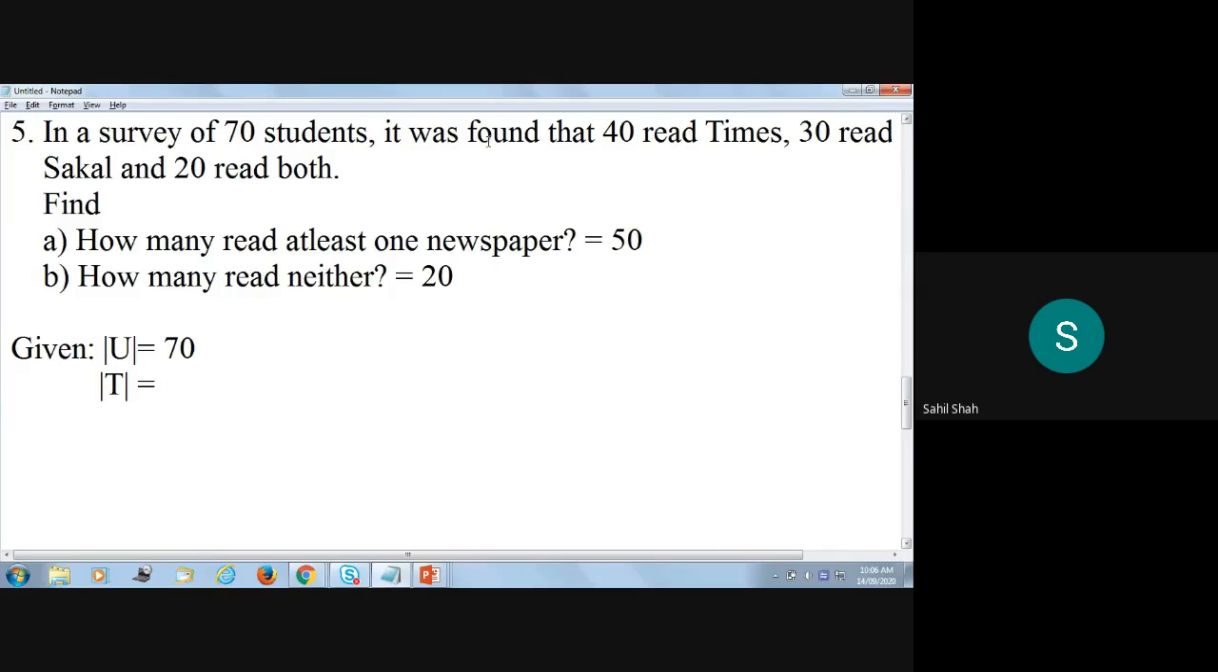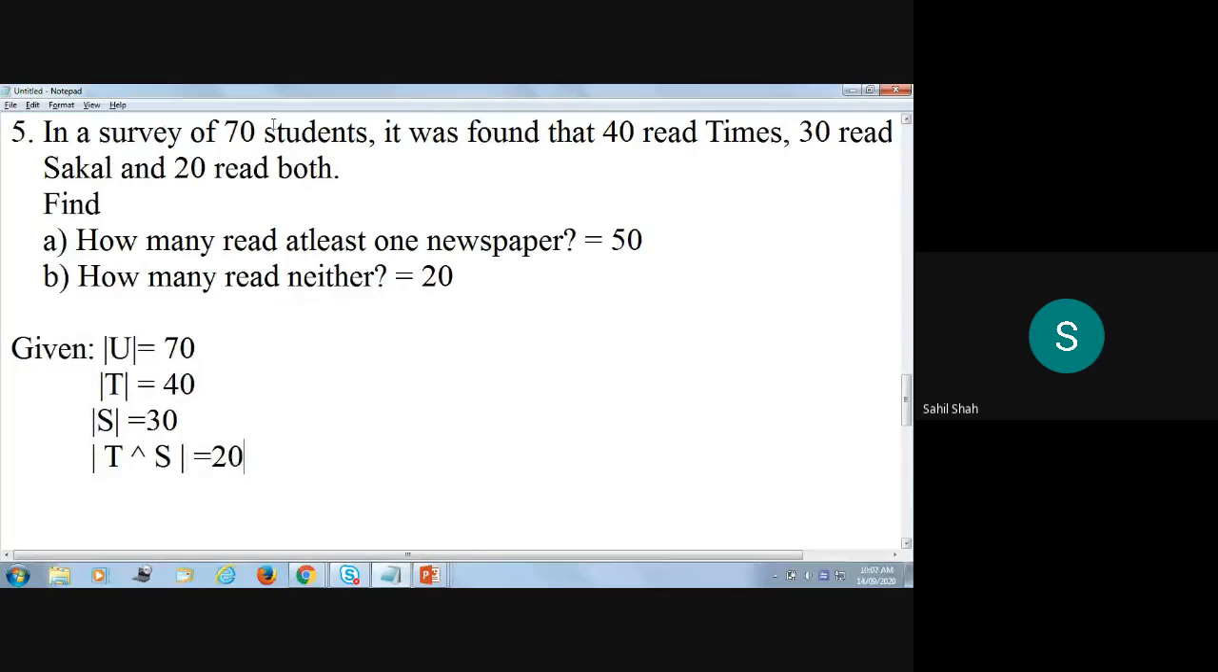Next, it was found that 40 read Times. So what is the cardinality of T? It is 40. Further to this, it was found that 30 read Sakal. So cardinality of S is 30. Further to this, it was given 20 read both. Reading both means T intersection S. This is 20, given.